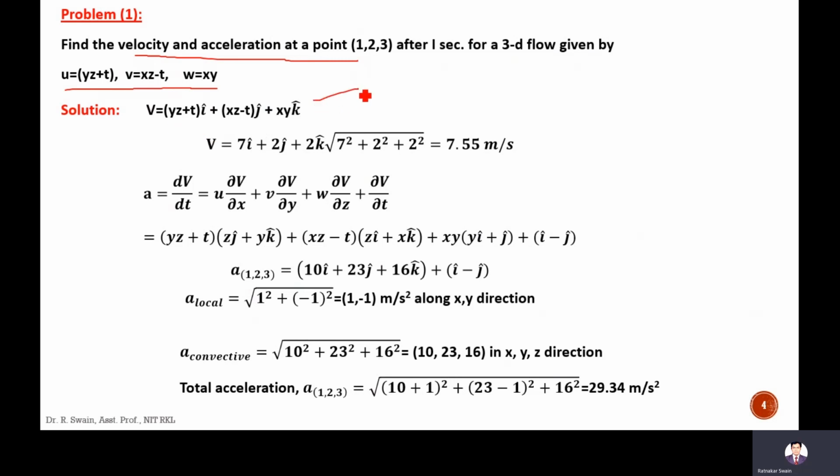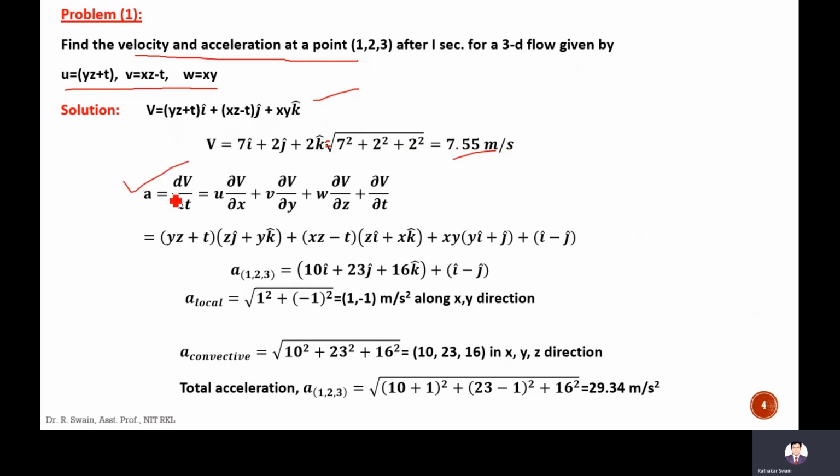Here we can write this velocity in vector form: yz + t i cap plus xz - t j cap plus xy k cap. So the resultant velocity will be equal to this. If we put the values x, y, z as 1, 2, 3 and t as 1, then you will get 7 i cap plus 2 j cap plus 2 k cap, which is equal to the square root of 7 square plus 2 square plus 2 square, which is 7.55 meter per second.